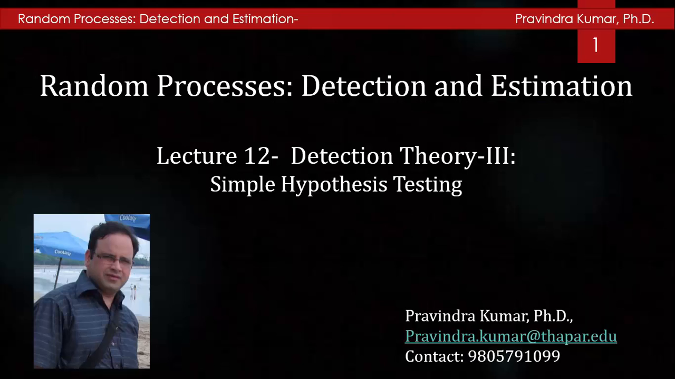Welcome to the lecture series on random processes, detection and estimation. This is the 12th lecture of this series. In the previous lecture, we discussed the receiver operating characteristic, Bayes risk and the Bayes detector. In this lecture, we will discuss the maximum likelihood detector and the MAP detector.